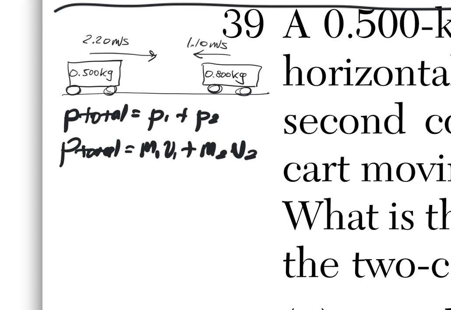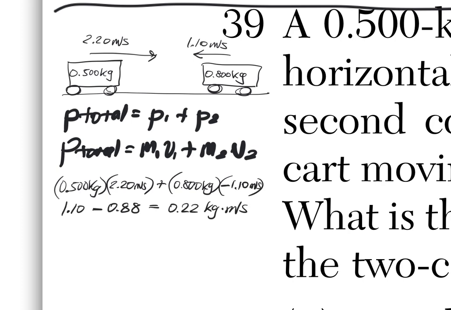However, the 1.1 meters per second is going the other way, and when it comes to momentum, positive and negative with directions make all the difference. That is negative 1.1 meters per second. And so even though we have a heavier car moving to the left, it still does not have enough momentum at 0.88 kilogram meters per second to overcome the momentum of the car moving to the right, which is coming in at 1.1 kilogram meters per second.